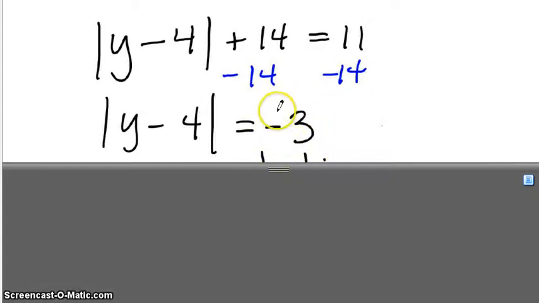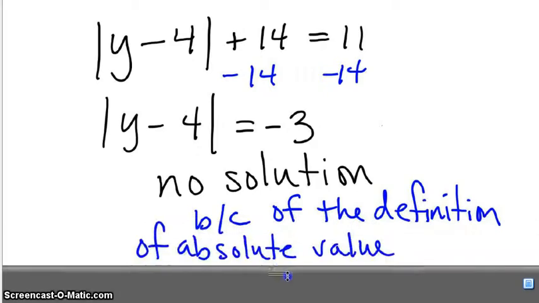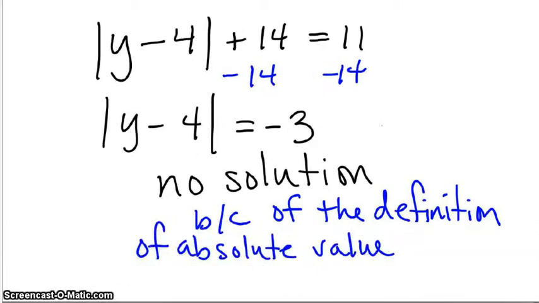Now, if absolute value is really just distance, can I have negative 3 spaces away from 0? Or a negative 3 distance? No, distance is not negative. We're not talking physics. We're not talking vectors. We're just talking straight up distance. So distance is never negative. Absolute value is never negative. So this will be a no solution, okay? Because of the definition of absolute value. So this is not possible.